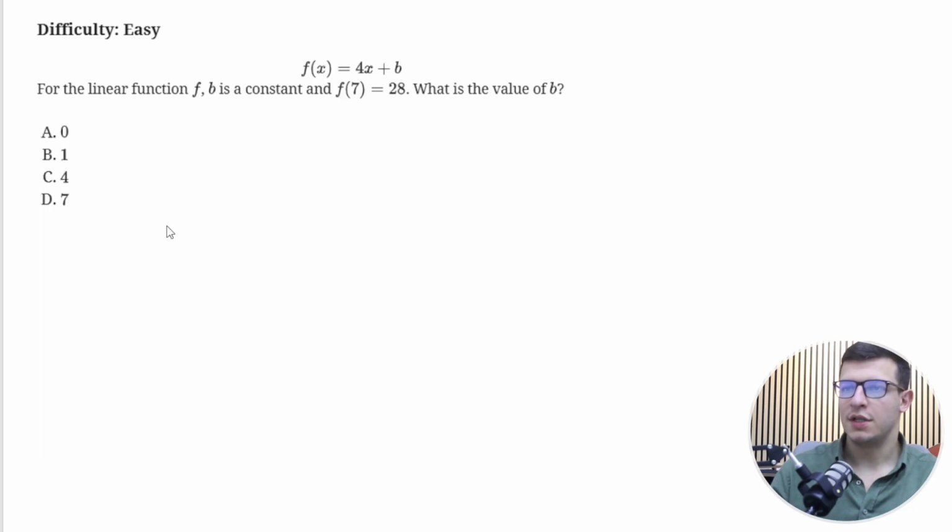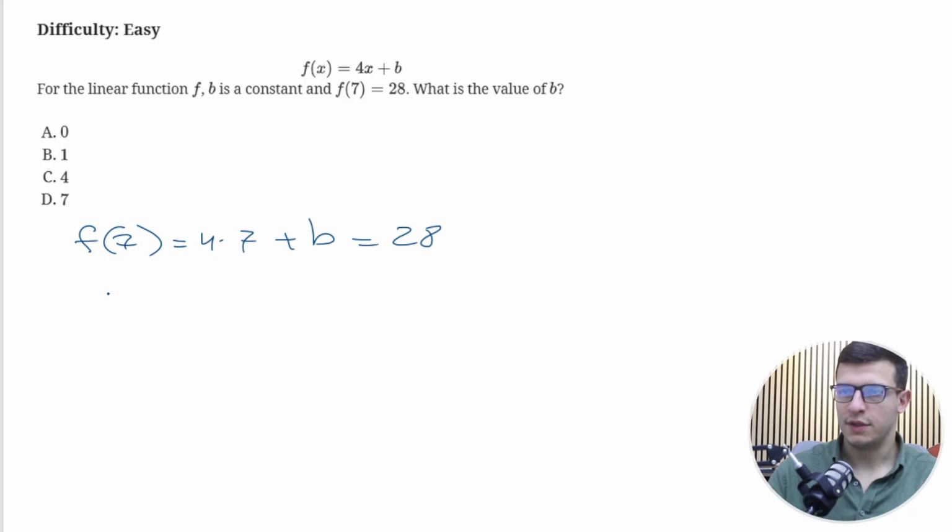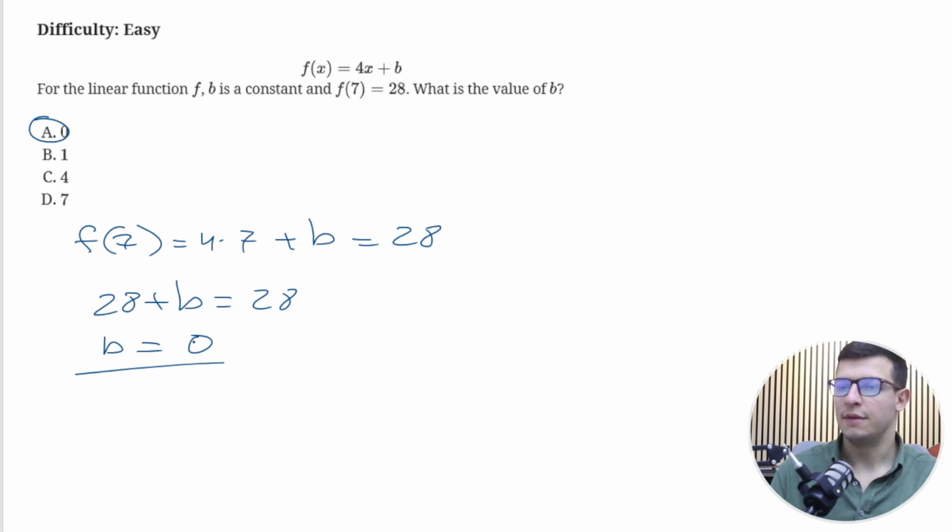For the linear function f, b is a constant and f(7) is equal to 28. What is the value of b? So they gave us the value of f(7), meaning f(7) is equal to 4 times 7 plus b, equals 28, right? So we have only one variable here, so we can solve it. 28 plus b is equal to 28, and turns out our b is actually equal to 0. So the answer is going to be A.